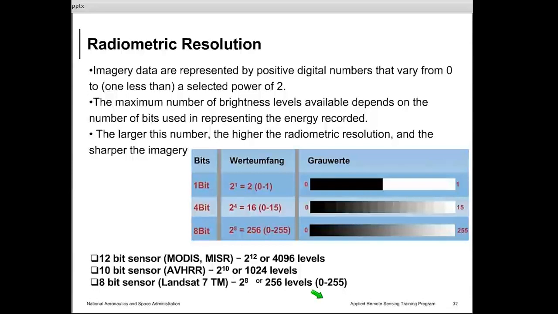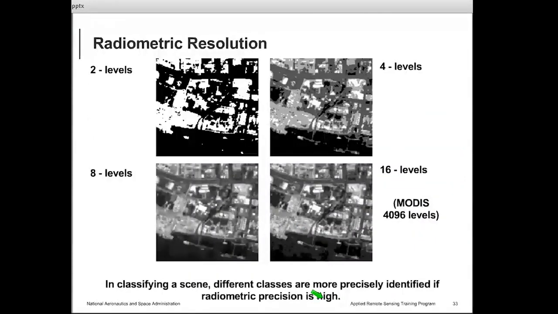Similarly, the current air quality sensors, MODIS, measure at 12 bits, so they can have close to 4096 levels. There are other sensors which have a different number of bits and can record the image. Again, radiometric resolution is important for how precise the measurements are.